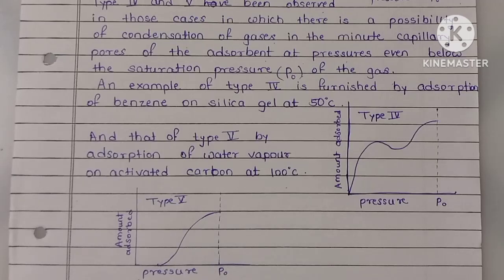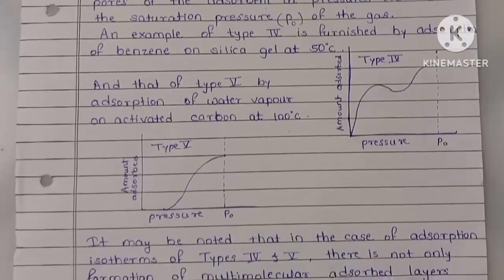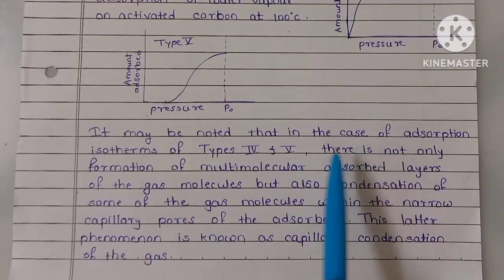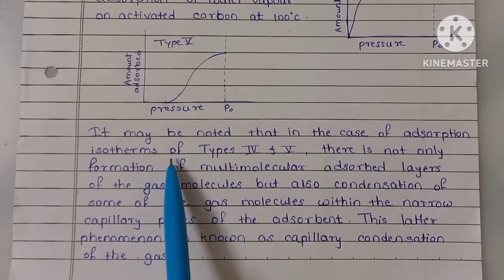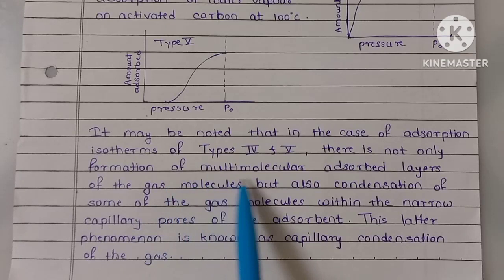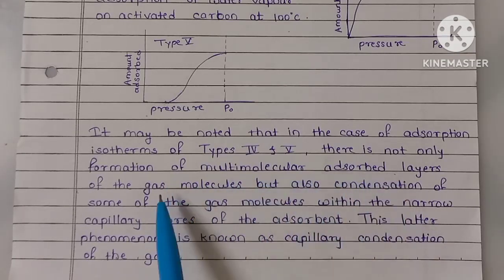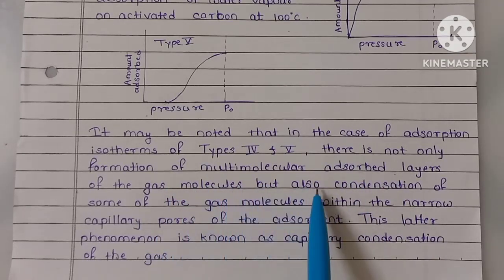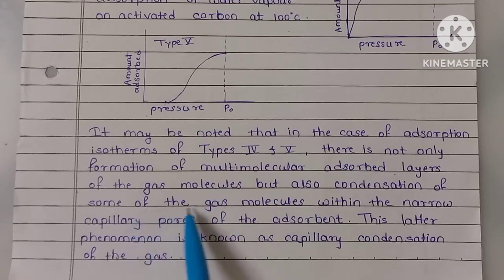Okay, one thing to note here. In the case of adsorption isotherms of type 4 and 5, there is not only formation of multimolecular adsorbed layers of the gas molecules, but also the condensation of some of the gas molecules within the narrow capillary pores of the adsorbent. This latter phenomenon is known as the capillary condensation of the gas.